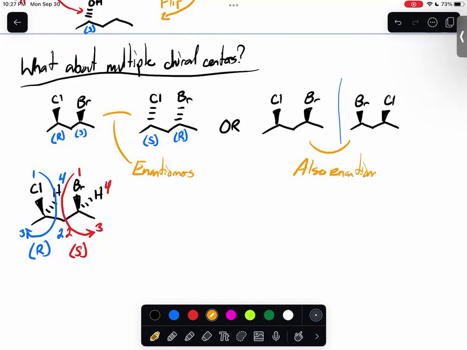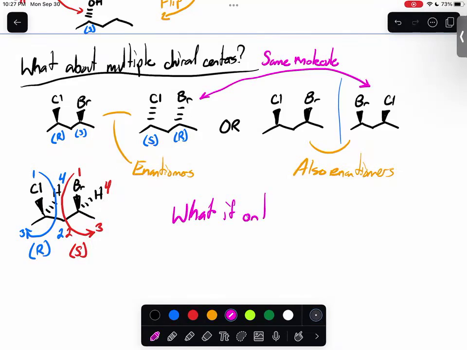Which, by the way, if you think about that, that means that these two things are actually the same molecule. They're just a rotation away from one another. But here's the thing that you might have noticed. If you have multiple chiral centers and we're changing both of them, that makes enantiomers. But what if only one changes, right? What if only one wedge slash dash changed?